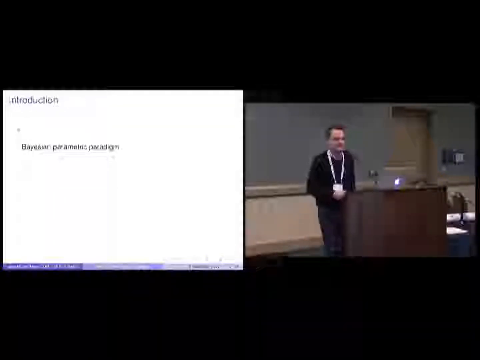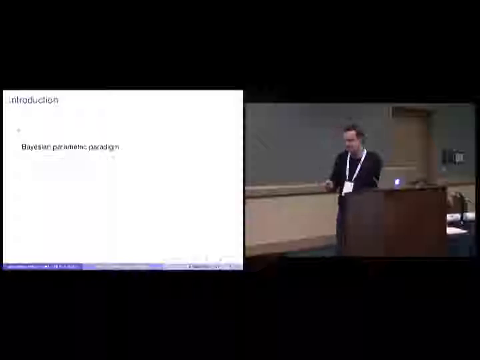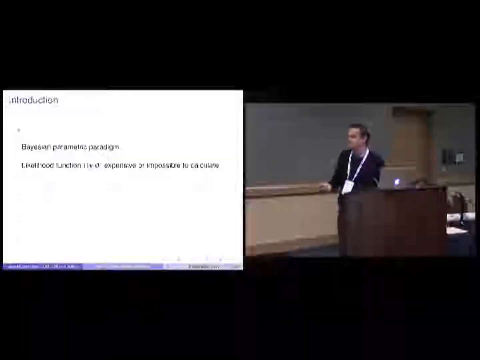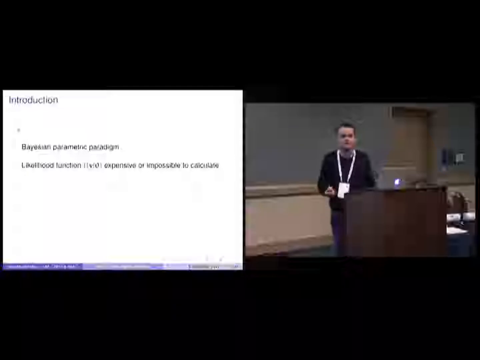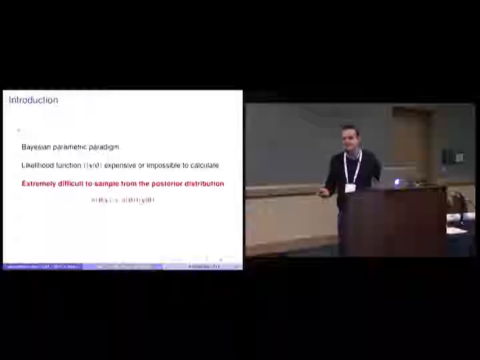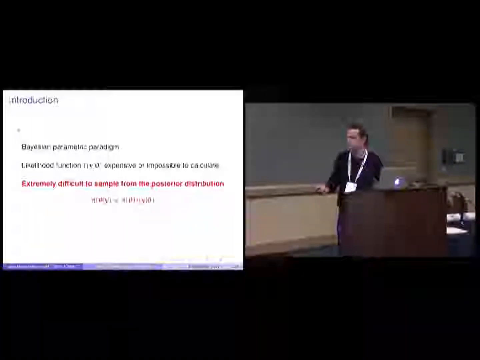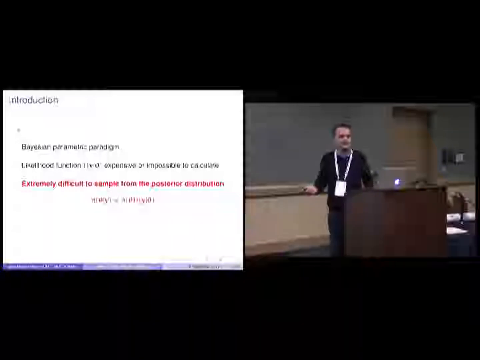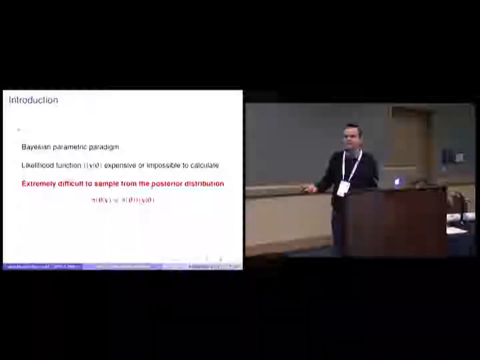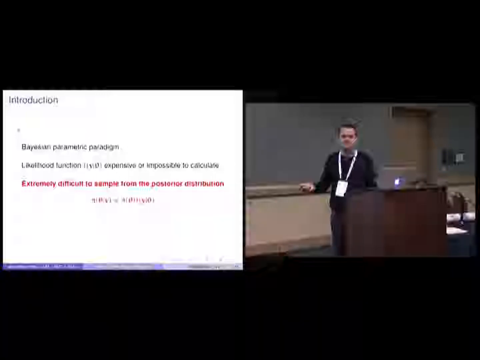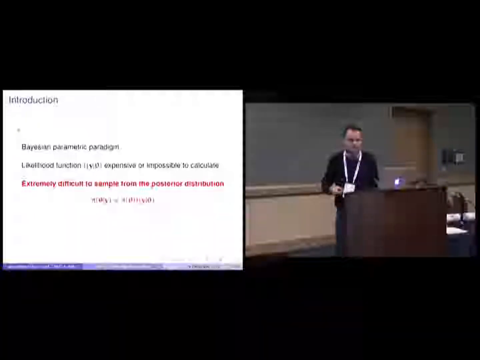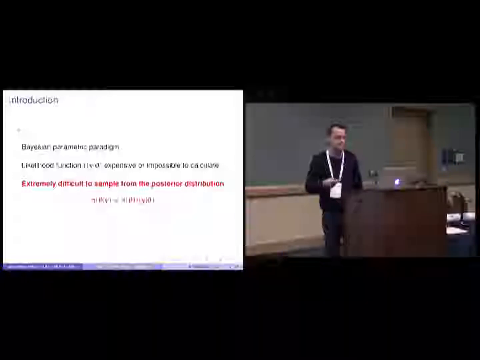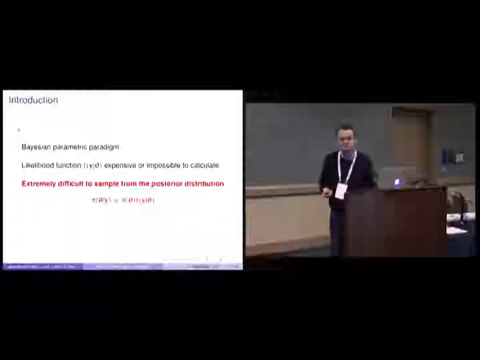So I will consider the Bayesian paradigm, and I will consider the case where the likelihood function is expensive or impossible to calculate. So I am in the intractable likelihood paradigm. And in that case, it is extremely difficult to sample from the posterior distribution. The posterior distribution is, as in standard Bayesian, the product of the prior multiplied by the likelihood, and I cannot evaluate this likelihood, so it's extremely difficult to get some simulation or to get some Bayesian estimate because I do not have access to the posterior distribution.